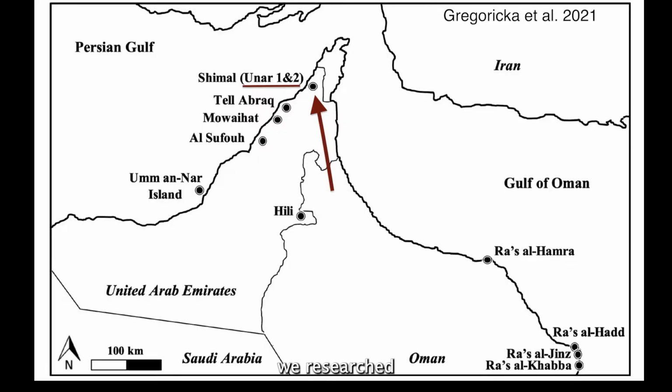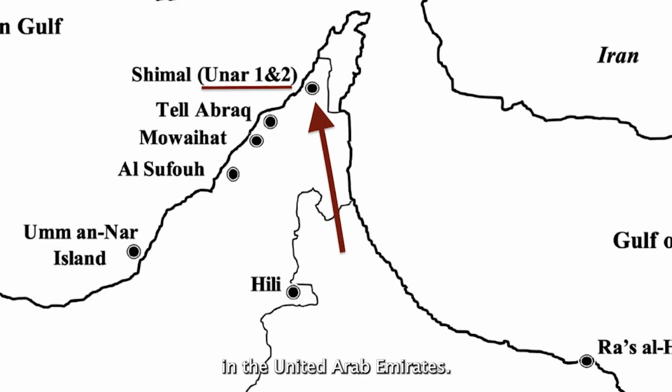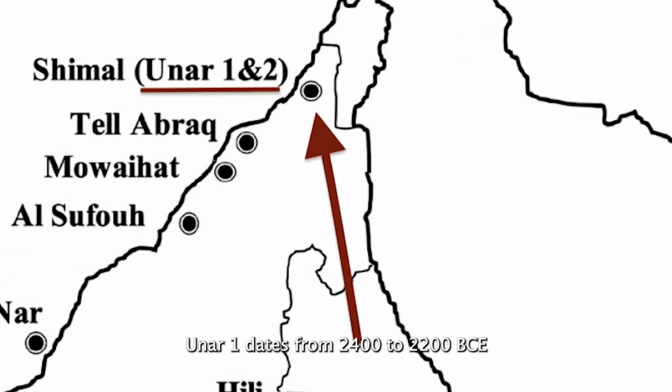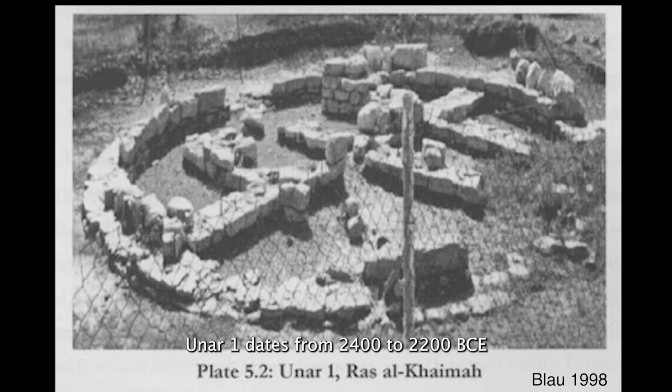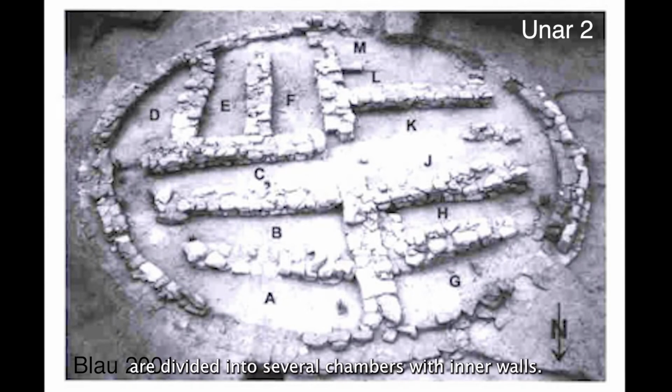The bones we researched come from two tombs called Unar 1 and Unar 2, located in the Emirate of Ras Al Khaimah in the United Arab Emirates. Unar 1 dates from 2400 to 2200 BCE, and Unar 2 from 2300 to 2100 BCE, both from a time period called the Umm an-Nar. Both tombs are divided into several chambers with inner walls. However, the purpose of such divisions is unclear at this time.